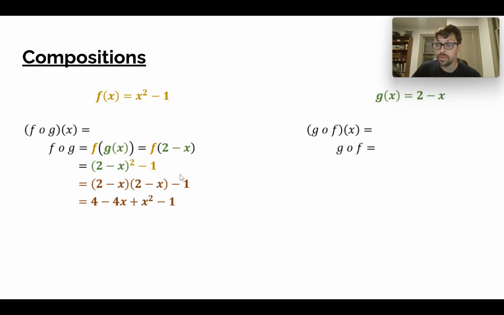And then we still have the minus 1 that's on the end, but we can put those together in order to make 3. And I'm just going to put the x squared and the minus 4x first, just to clean up the problem. And that's f of g of x, or f circle g.